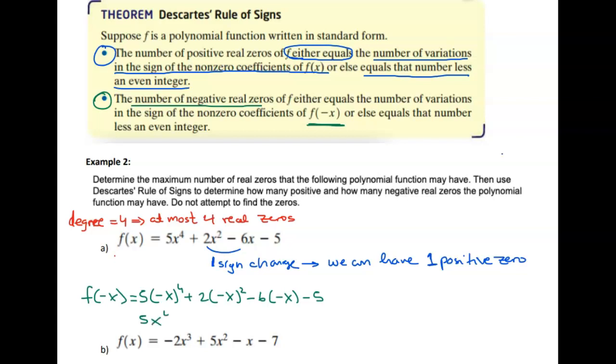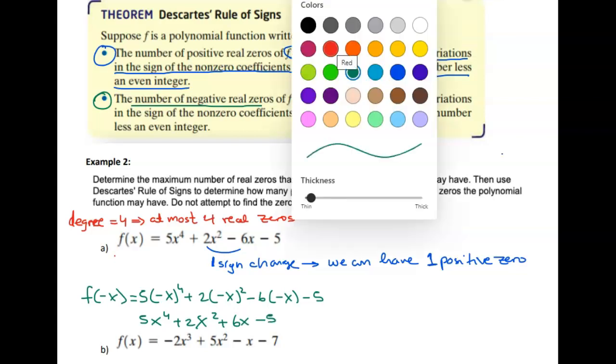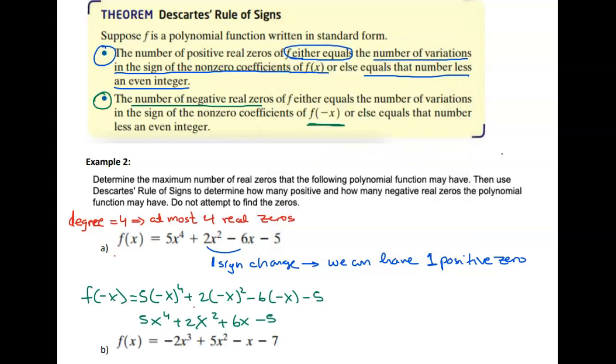We get 5x to the 4, even power, the negative gets absorbed. Same here, 2x squared. This gives me plus 6x minus 5. All right, so again, I'm going to count how many sign changes. So we go positive to positive, no sign change. Positive to positive, no sign change. Positive to negative, there's one sign change.